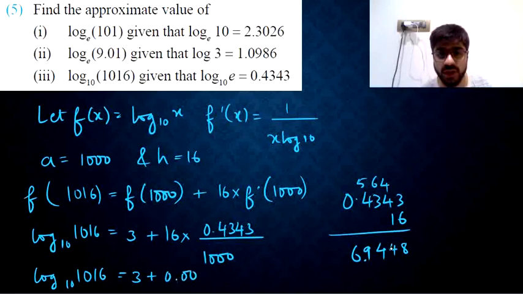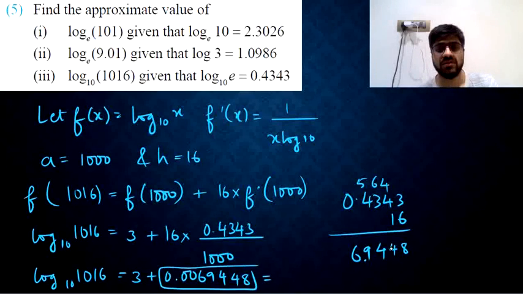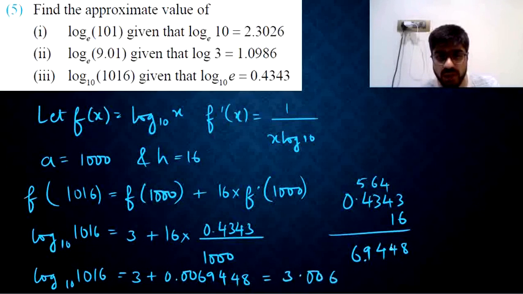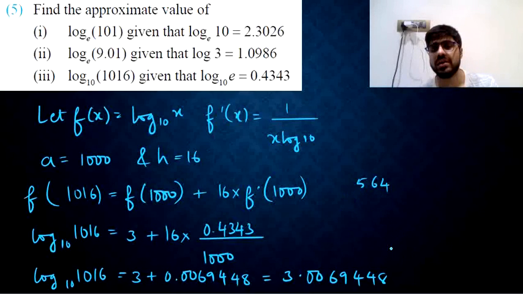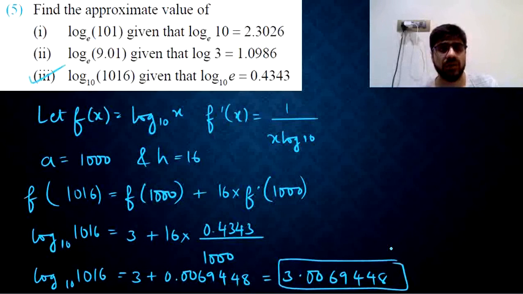So we have 0.0069448. Yeah, so that's the value for this entire term. You add it to 3, and the approximate value of log 1016 to the base 10 is 3.0069448. Yeah, so with that we are answering the third question of the fifth part.